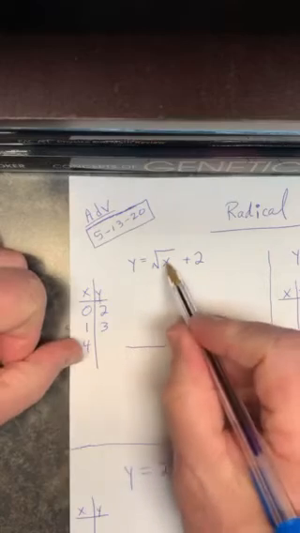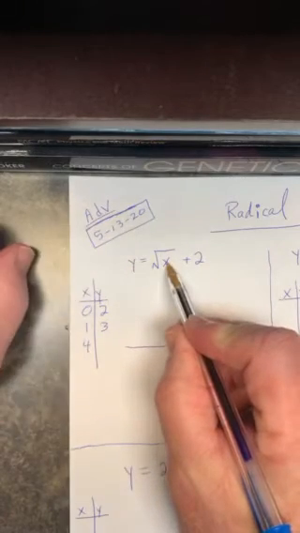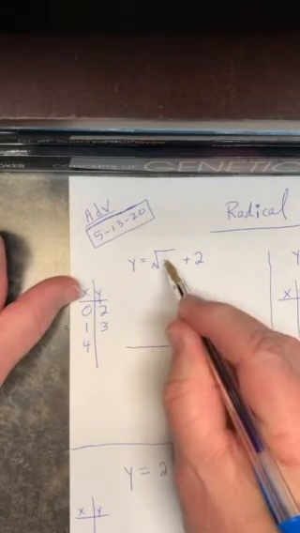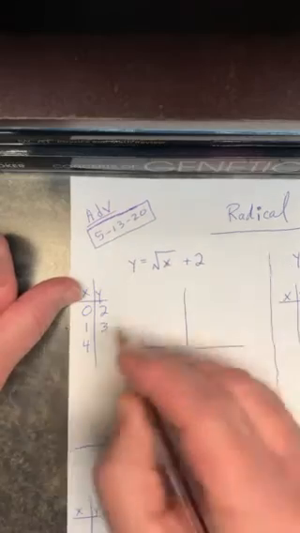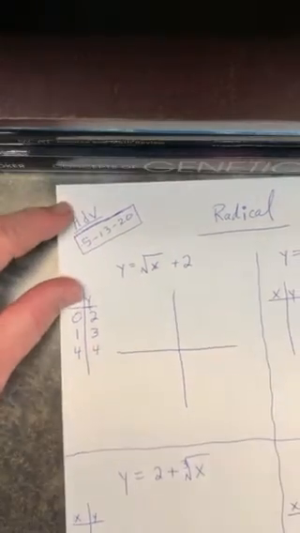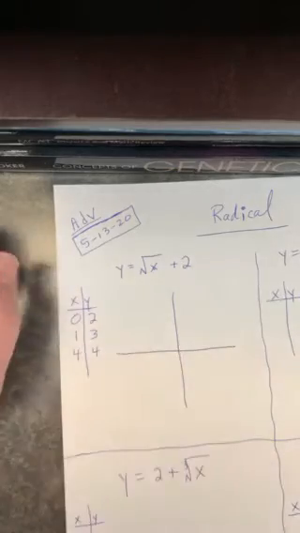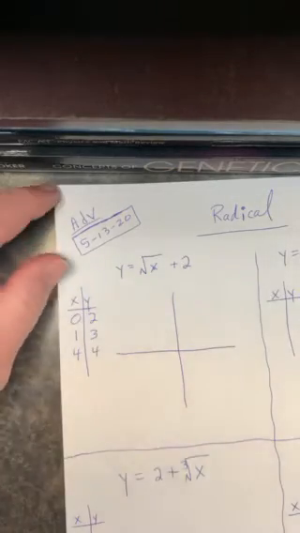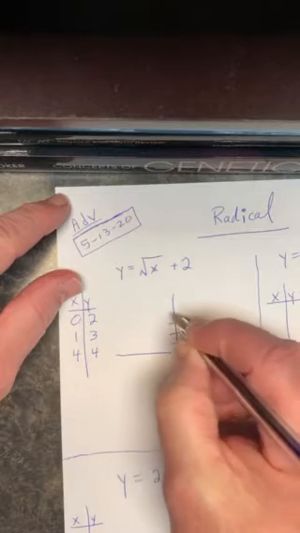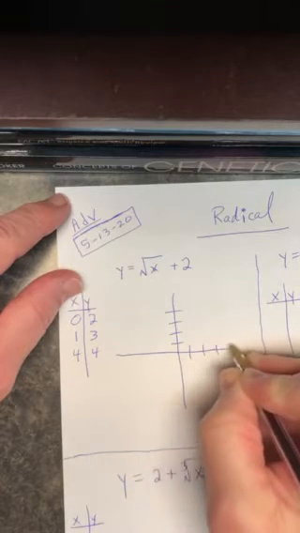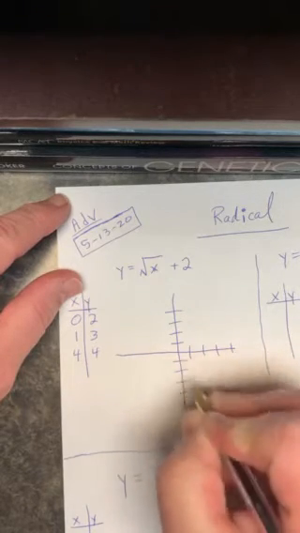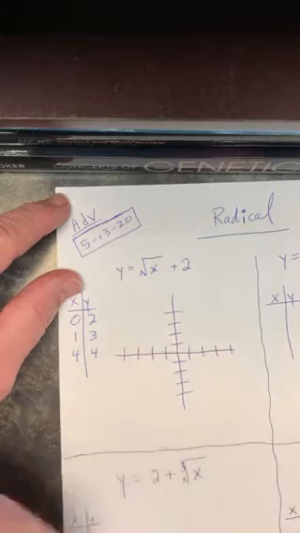So if I plug 4 in, perfect squares are what you want to pick. The square root of 4 would be 2, plus 2 gives me 4. Oh, so now I know. Notice I never put any marks on this until I see the numbers I'm going to work with and plot. I'm going to go 4 in each direction because that's the biggest number I see on my table.